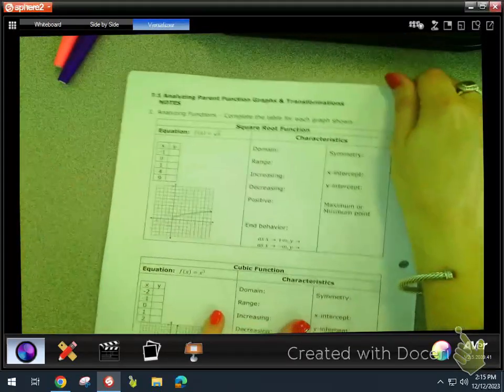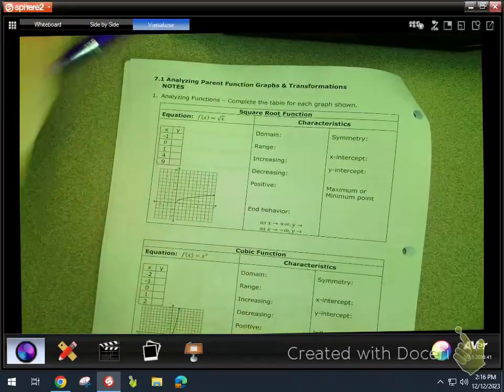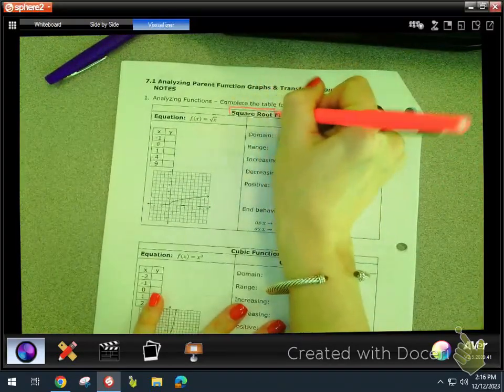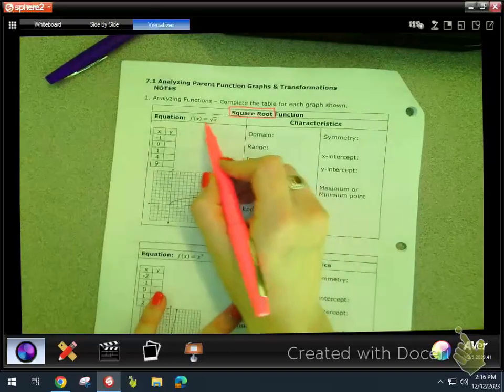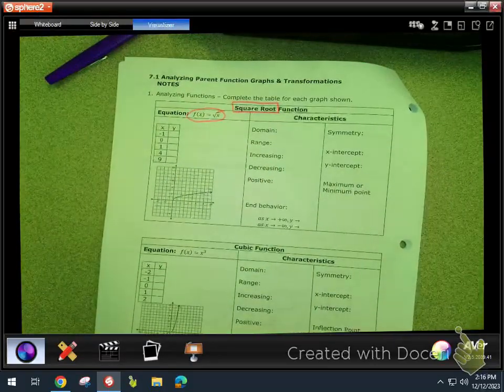But today we need to learn about our new parent functions that we will study. The first one right here is the square root parent function. I'm going to be asking you for the names of these. This is what the parent function looks like. You are taking a square root of x, okay?